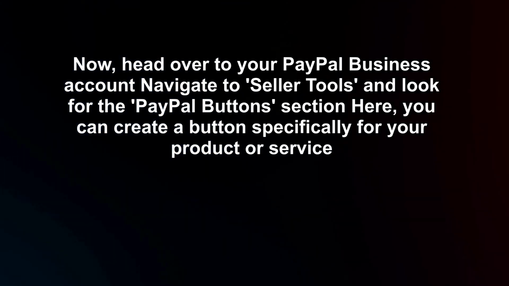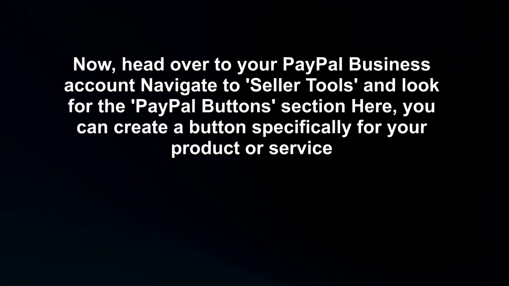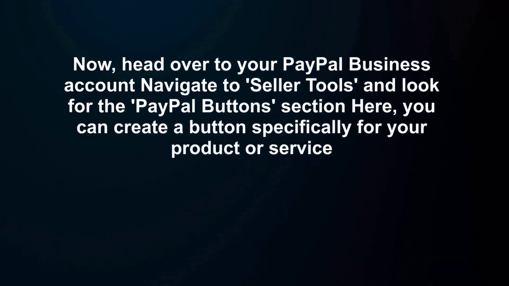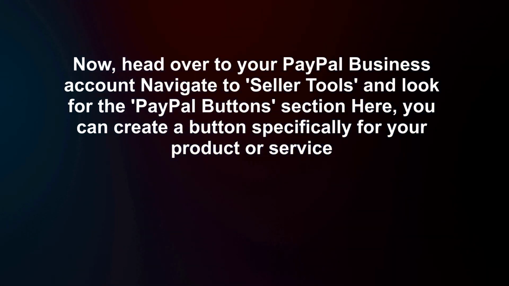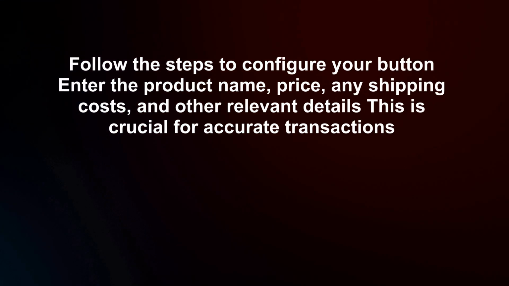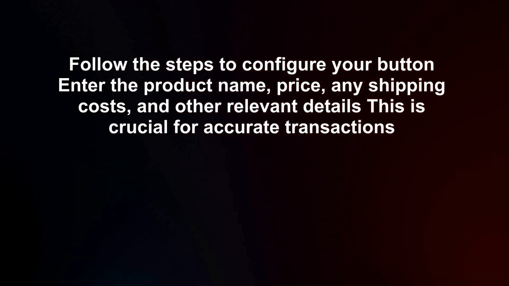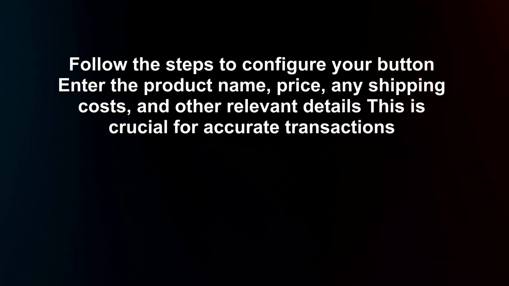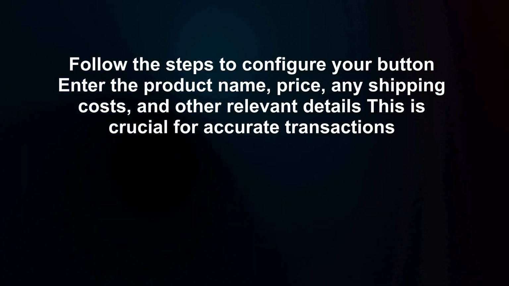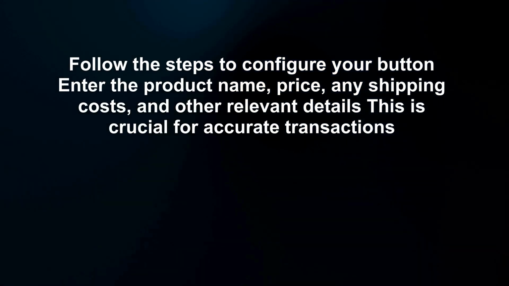Now, head over to your PayPal business account, navigate to Seller Tools and look for the PayPal Buttons section here. You can create a button specifically for your product or service. Follow the steps to configure your button. Enter the product name, price, any shipping costs, and other relevant details. This is crucial for accurate transactions.